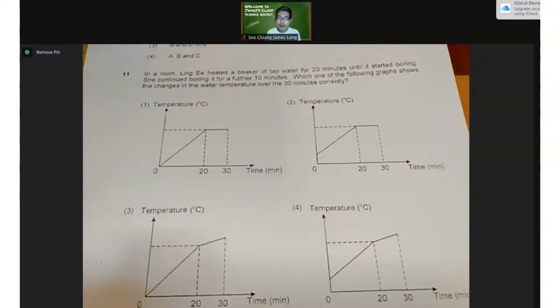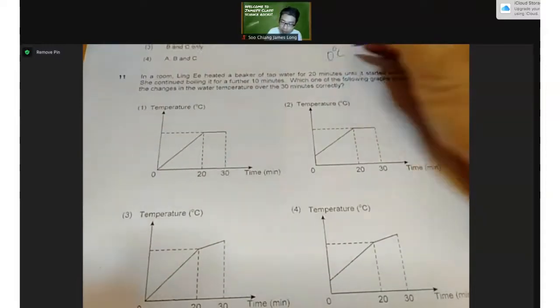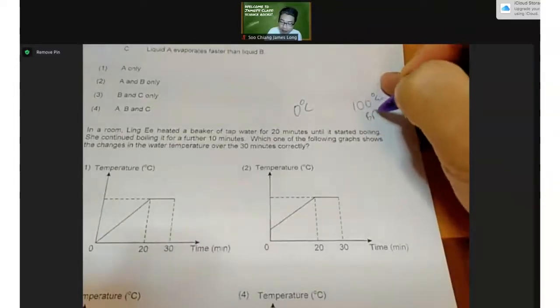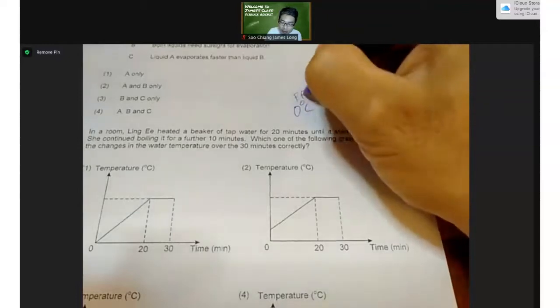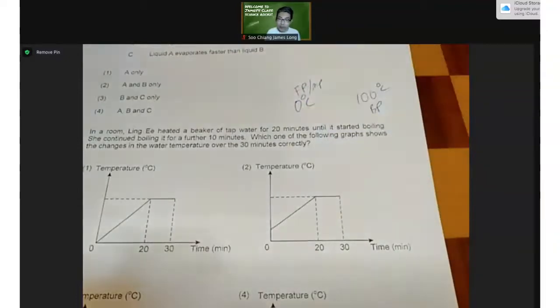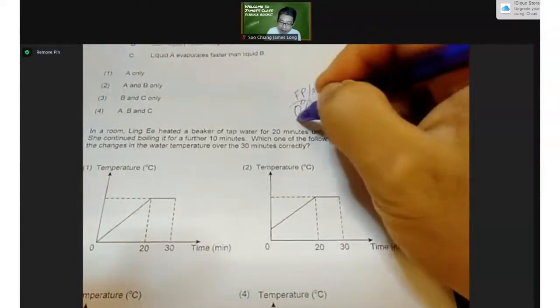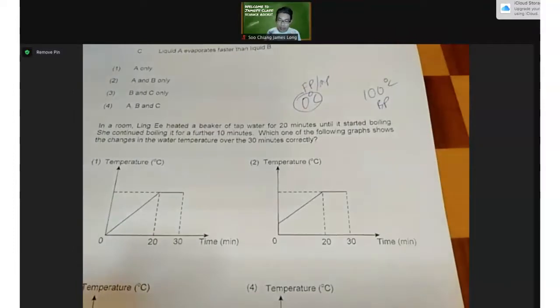Now you need to be very familiar with water's special temperatures, which are 0 degrees Celsius and 100 degrees Celsius. This will be the boiling point, and this is your freezing point or melting point. And water is special at the freezing and melting point because if, let's say, ice is melting, so long as there is still some ice around, the temperature of the melting ice plus water is still at 0 degrees Celsius, theoretically.